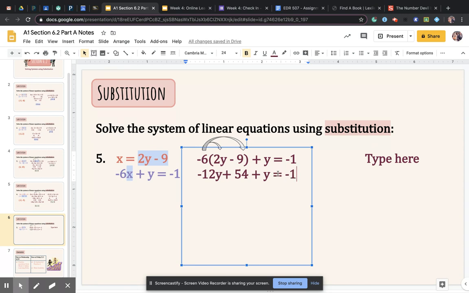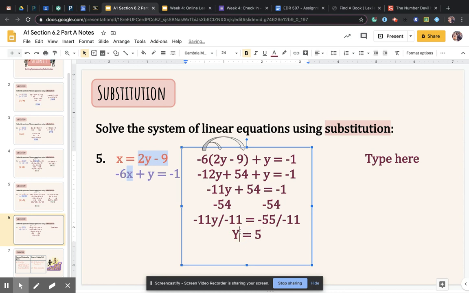So I have negative 12y plus y. That gives us negative 11y plus 54 is equal to negative 1. I am going to subtract 54 on both sides. And when I do that, I get negative 11y is equal to negative 55. Divide both sides by negative 11. And y is going to equal positive 5. So we were able to solve for y.